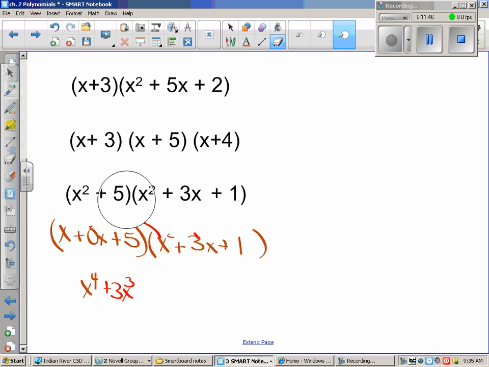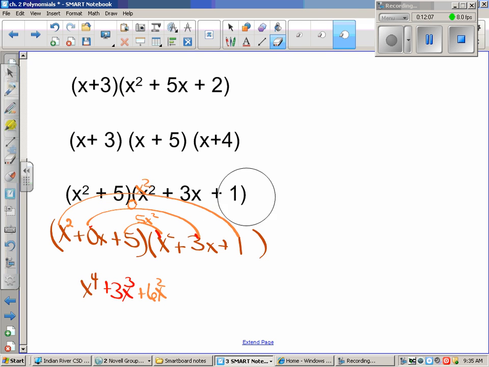Next. Now let's do the next one. I'm going to do x squared all the way to the end. That gives me x squared. I'm going to move in. That gives me 0 times 3x. That's 0. And then 5 times that gives me 5x squared. So I have 5x squared, and 1x squared gives me 6x squared.